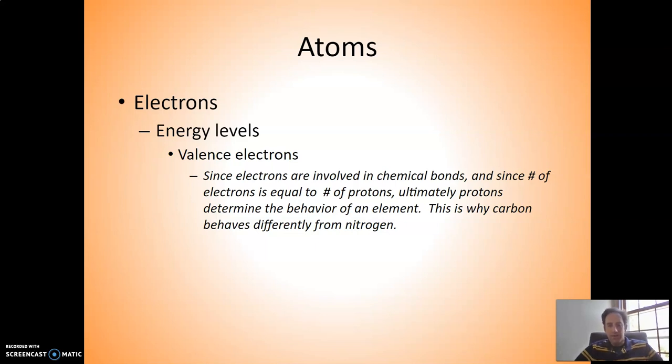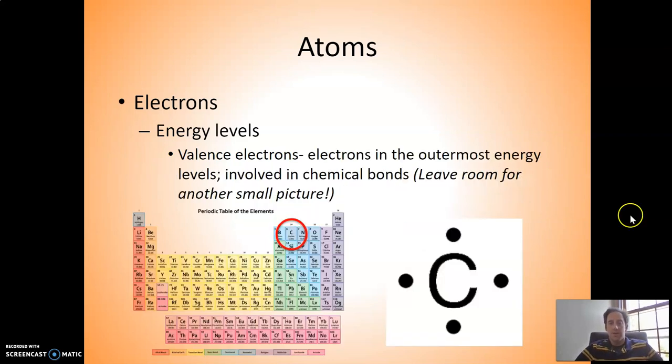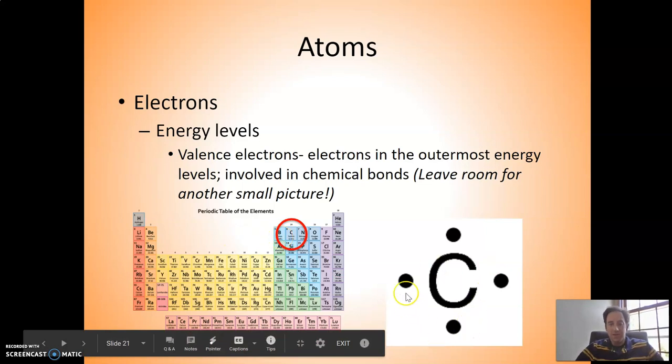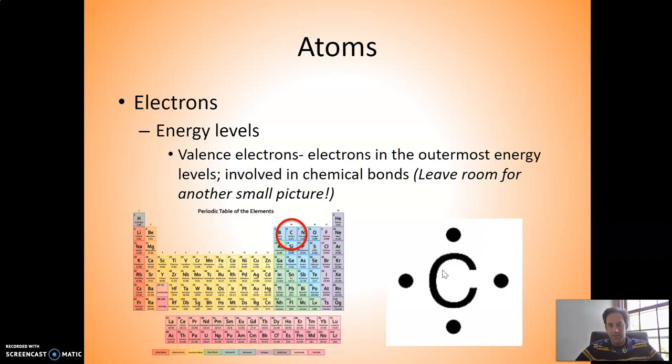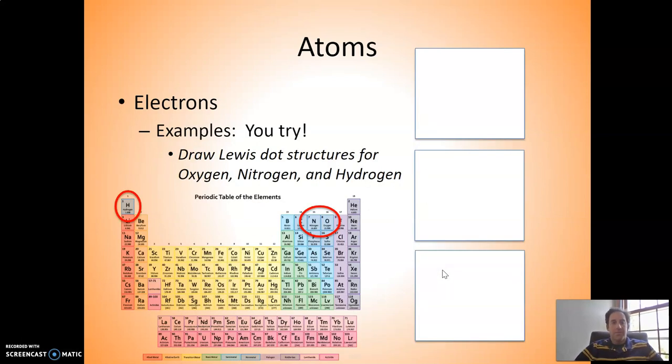So this is why carbon behaves differently from nitrogen. Carbon has a different number of protons and therefore a different number of electrons in its outermost energy level, and therefore behaves differently at a chemical level. So let's practice a little bit.